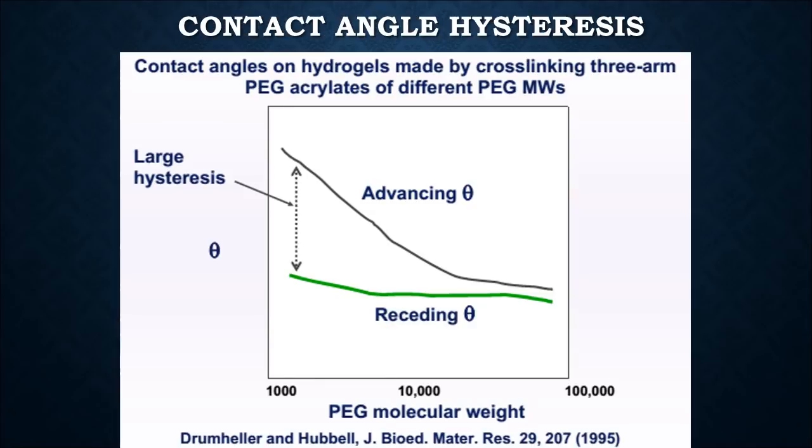This is an example of contact angle on a hydrogel made by cross-linking 3-arm polyethylene glycol acrylate of different PEG molecular weight. This is their advancing contact angle and this is their receding contact angle. At a very small molecular weight, there is a very large hysteresis between advancing and receding contact angle, and when molecular weight increases, the hysteresis becomes smaller.